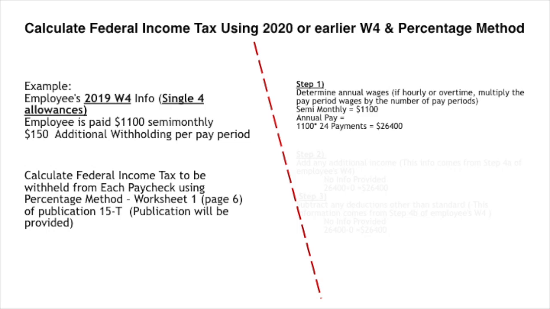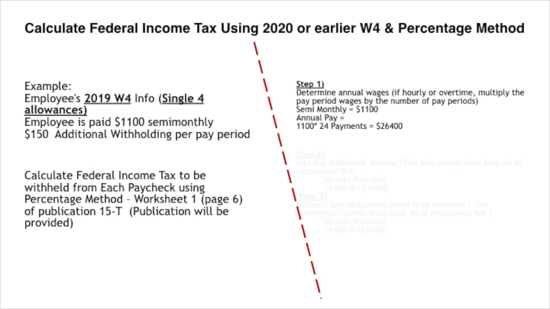Now the example that we just did was based on the W-4 that is from 2020 or later. Now let's look at another example in which the employee still has the 2019 W-4 and he is single and claiming 4 allowances. Again, the employee is paid semi-monthly $1,100 and he wants an additional $150 to be withheld per pay period. Now step 1 is the same, determine annual wages. So we will multiply 1,100 by 24 and we get $26,400.